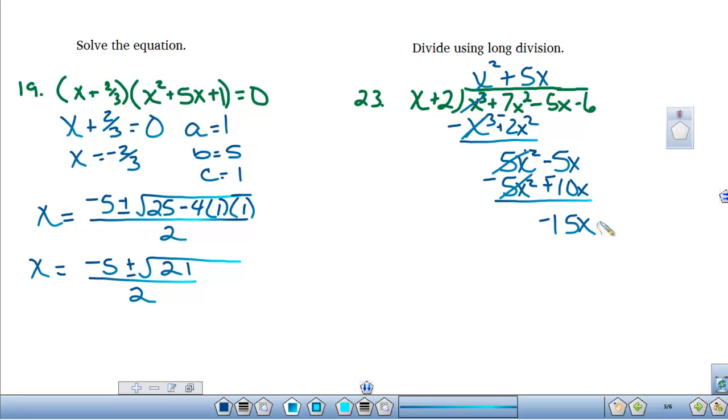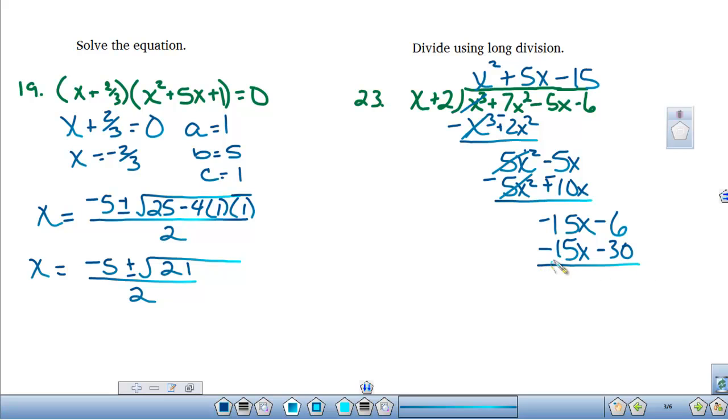I'm going to bring down the last and final term, which is minus 6. x will go into negative 15x, negative 15 times. And again, x times negative 15 gives me negative 15x. There's your match. And then 2 times negative 15 gives me negative 30.